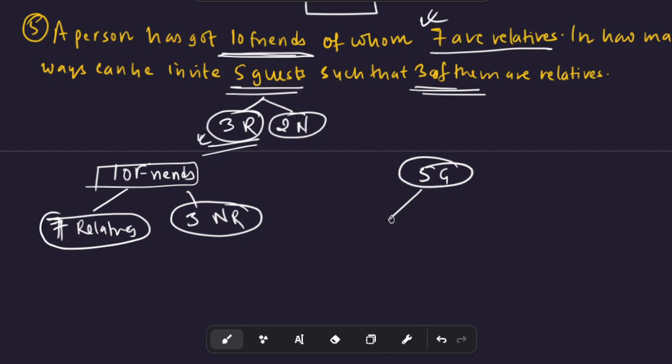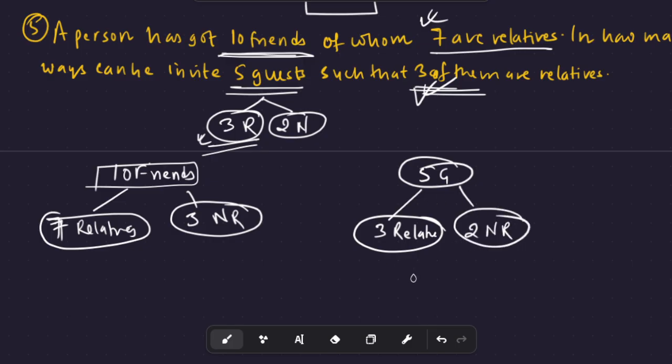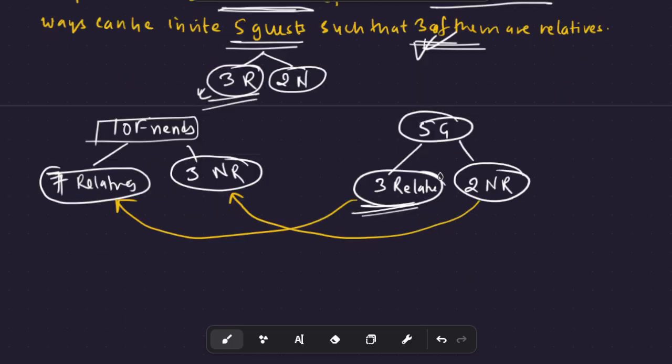Now the person has to invite 5 guests. The question states that 3 of them should be relatives. Now if 3 are relatives, then 2 should be non-relatives. Now 3 relatives should be selected out of 7, right? And 2 non-relatives should be selected out of 3. Now what will be the total number of ways then?